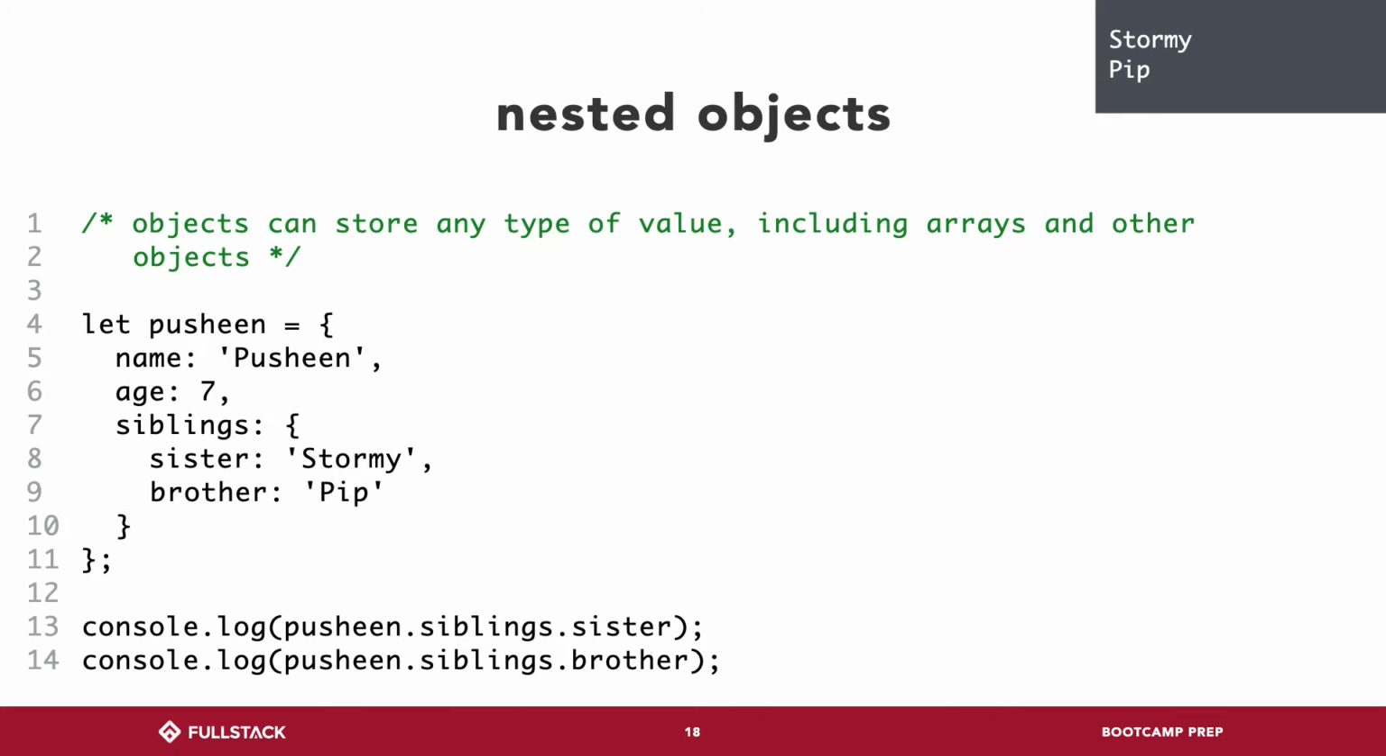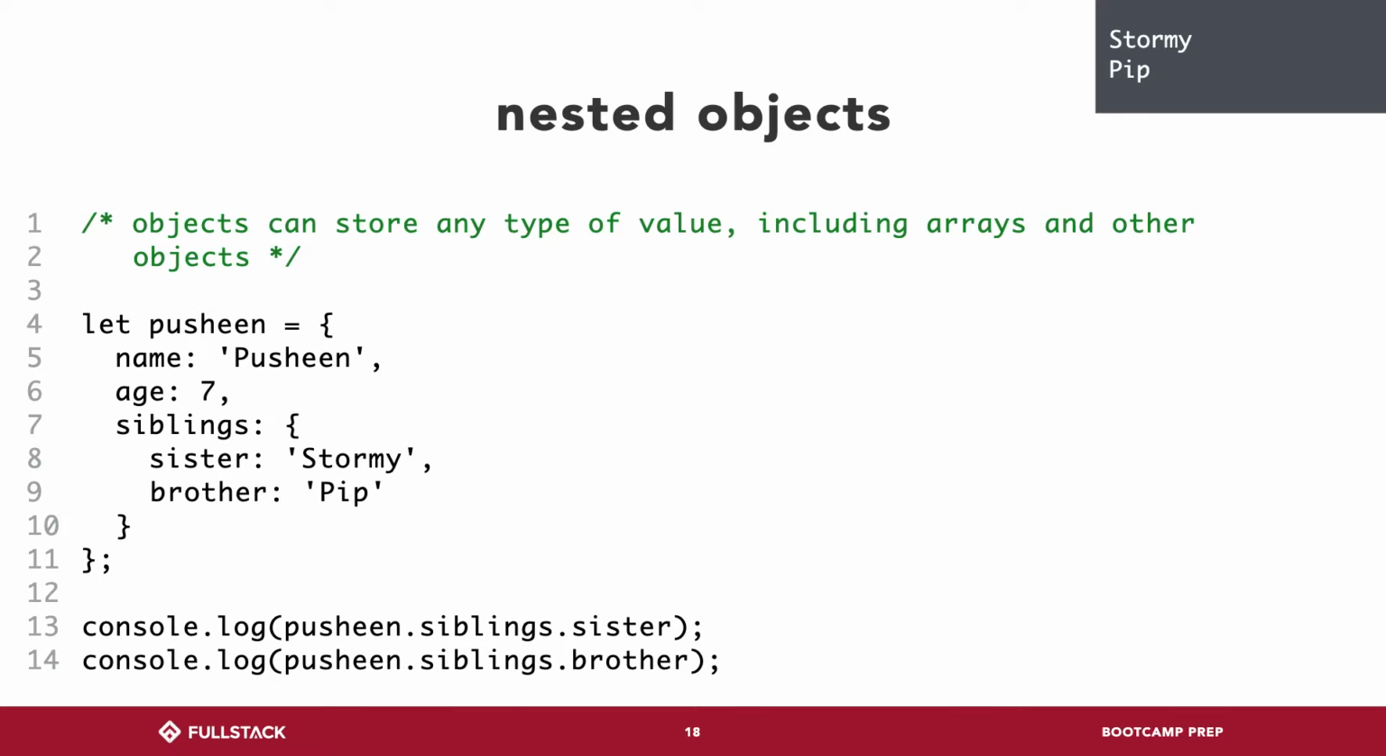Anyway, so the key is sister, the value is a string Stormy. The key is brother, the value is a string Pip, right? And this whole object is the value to a key siblings inside Pusheen, right? Who's confused by that? It's like a nested array, except it's a nested object. The key is just a string. The value is an object. Inside that object, there are also key value pairs.